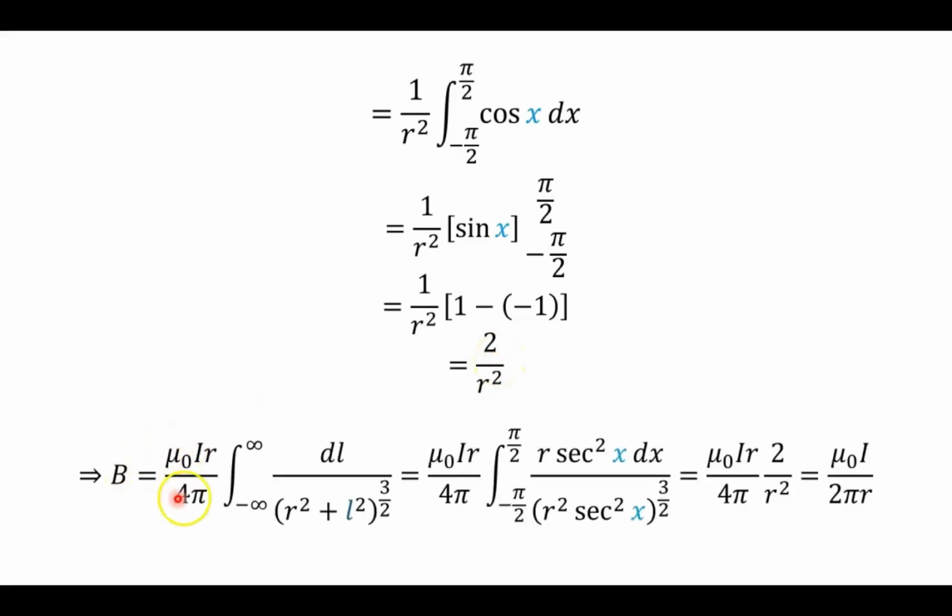And now you just plug this whole integral into your magnetic field expression with a bunch of constants in front. By doing a trig sub, changing it into x, and managing to do this integral, it came out to be 2 over r squared. This 2 and this 4 become a half, and this r over r squared becomes a 1 over r. So we get this, the standard result of the magnetic field around a long straight wire.